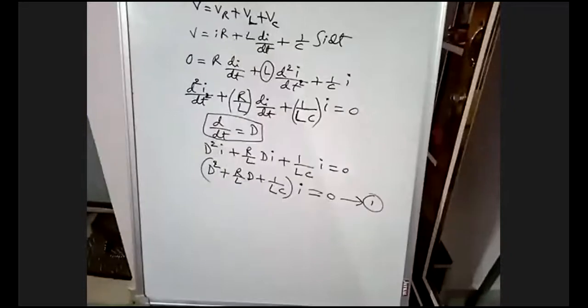This is the second order differential equation. See, I'm taking d by dt is equal to capital D. In place of d square by dt square, it is D square into i plus R by L into D i plus 1 by LC into i. Take i common. I want to determine the solution for the current transient equation. I have to determine the equation for the current.